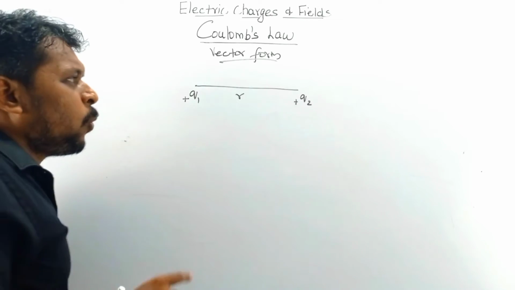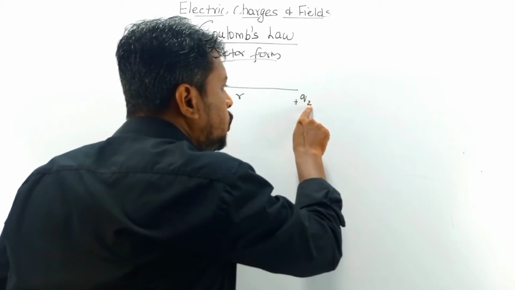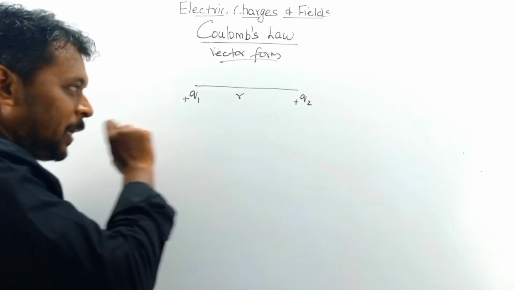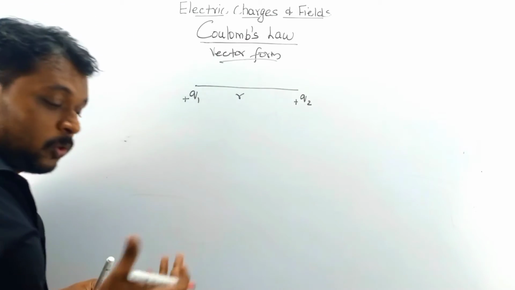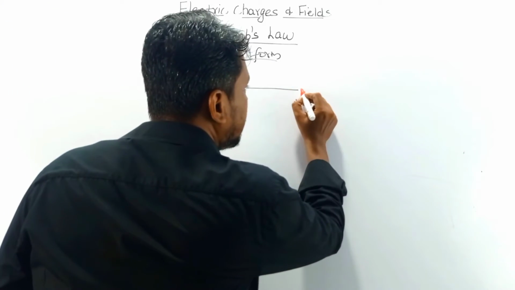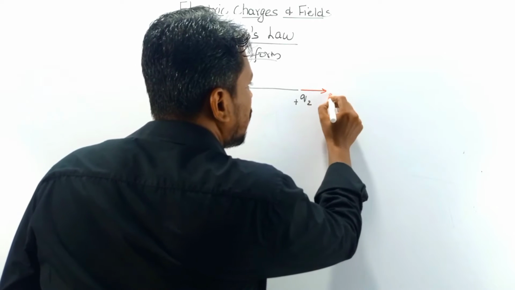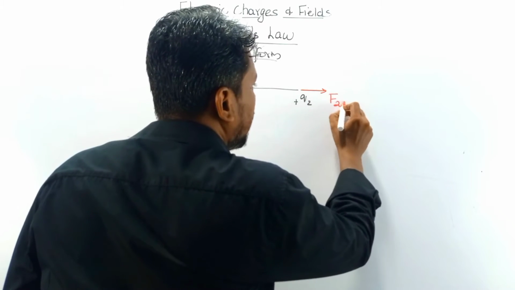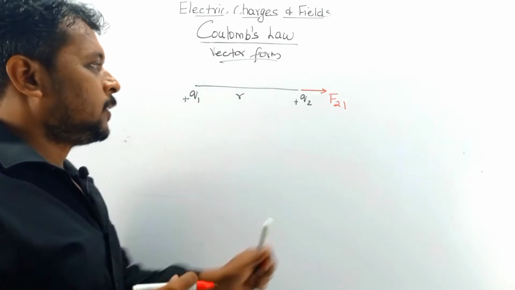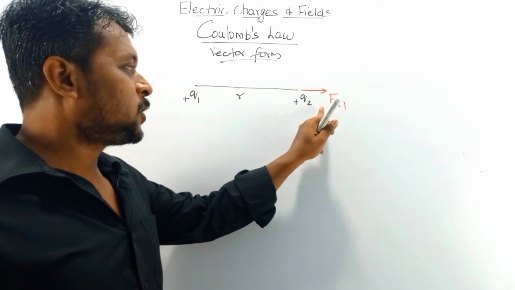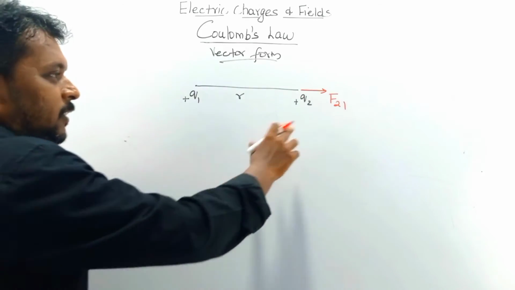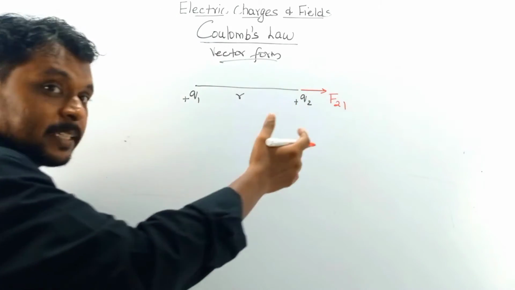We have to find the force acting on Q2 by Q1. When Q1 hits Q2, imagine that, what is the force acting on Q2? Both are repulsive forces. So the force acting on Q2 will be in this direction. How I am representing it is F21. So F21 is the force acting on 2 by 1. Here 2 is the person who got the hit, and 1 is the person who hit it. I said it just for the purpose of understanding.